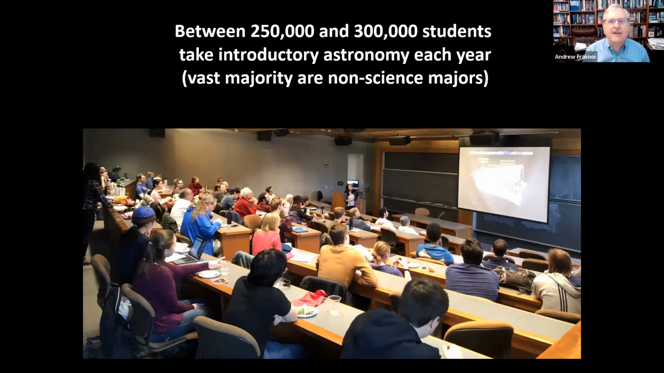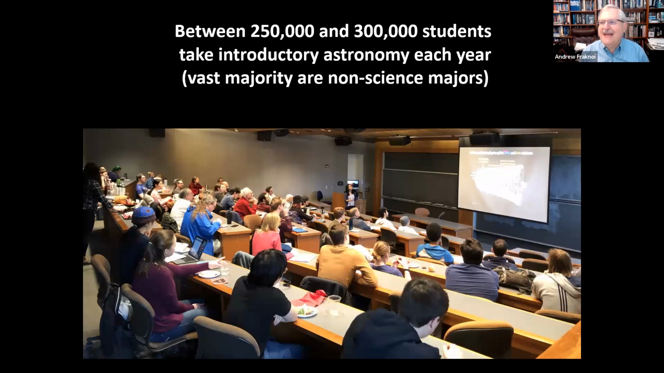So we know that roughly between 250,000 and 300,000 students take introductory astronomy each year. The vast majority, as you all know, are non-science majors. And David tells me that of all of these students now, when you see who uses what textbook, we are now the number one textbook in terms of adoptions in the United States. And that's a very gratifying result, particularly because OpenStax is a totally nonprofit organization and they don't have any reps.